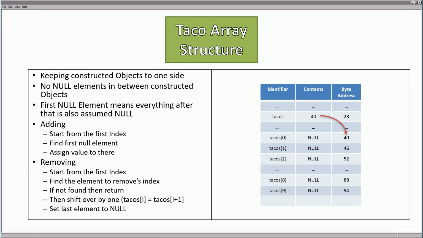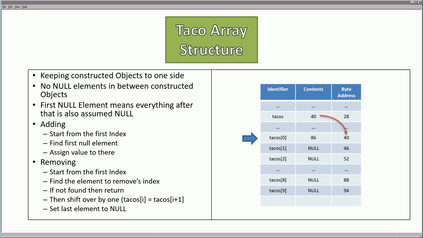So as a quick demonstration, if we're going to be adding elements into this array, we're going to start from the first index. From there, we're going to find the first null element. And once we find that null element, we assign the value there. So if we're going to add the first element into this array, we start at index 0. And notice index 0 is already null. So then, as we reach that first null element, all we need to assign is the memory address of that taco, which let's just assume it's 86.